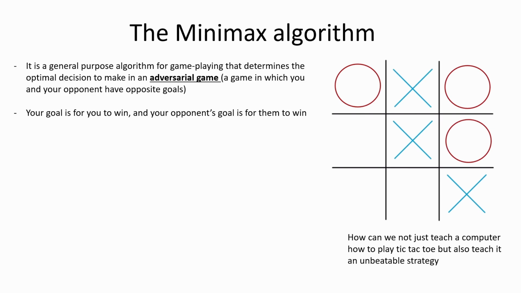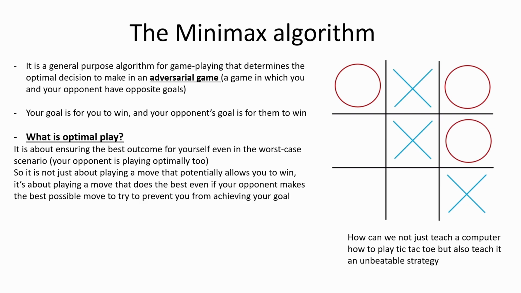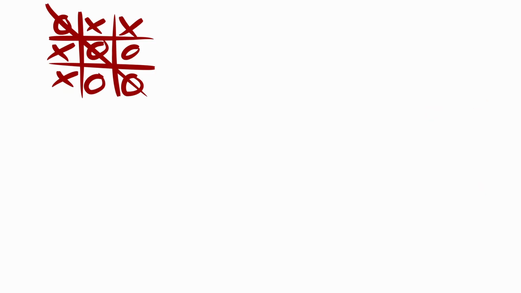It is a general purpose algorithm for game playing that determines the optimal decision to make in an adversarial game in which both you and your opponent have opposing goals. And we're going to assume that both players are trying to achieve optimal play, which is trying to ensure the best outcome for yourself, even in the worst case scenario, which is when your opponent is trying to beat you.